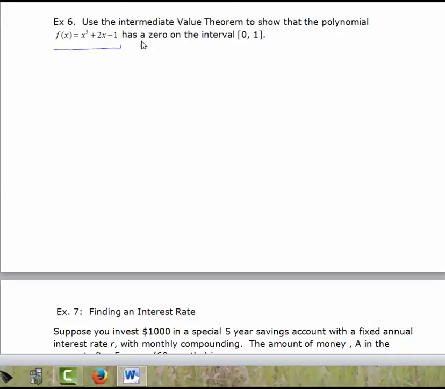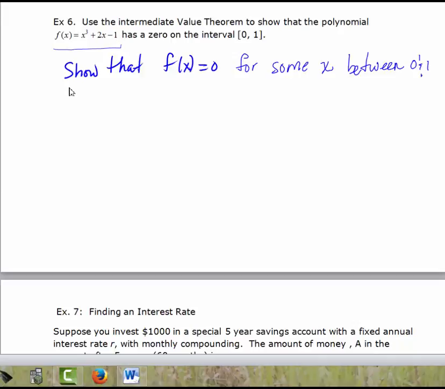My job is to show that there's an x-intercept somewhere between x equals 0 and x equals 1, basically meaning that the graph crosses the x-axis between 0 and 1. So I want to show that f of x equals 0 for some x between 0 and 1. The first thing I'm going to do is find f of 0. When I plug 0 into the original function, I get negative 1.